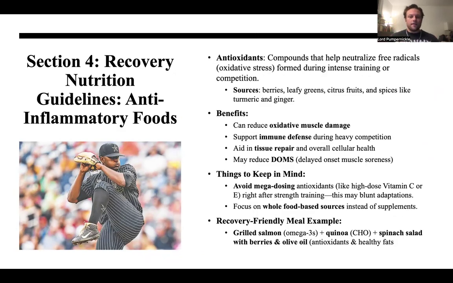And then we have antioxidants. They're compounds that help neutralize free radicals formed during intense training or competition. These can be found in berries, leafy greens, turmeric, ginger. Antioxidants can reduce oxidative muscle damage, support immune defense during heavy competition, aid in tissue repair, and can help reduce DOMS.